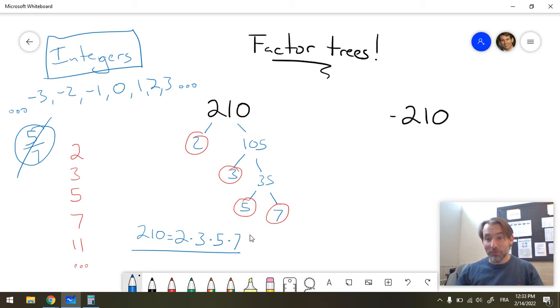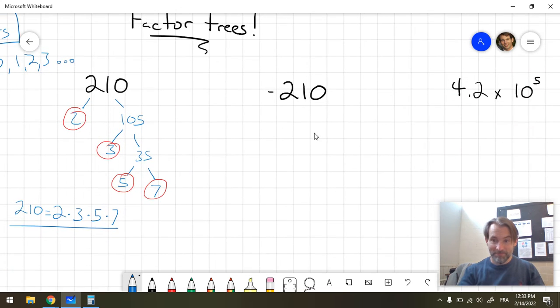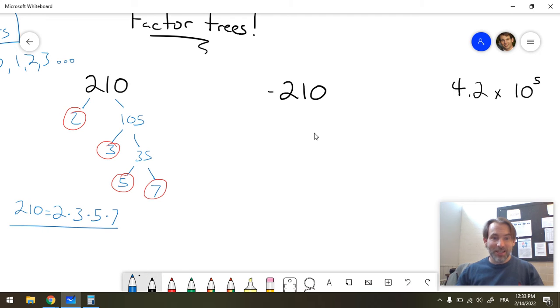Now, I could have done this a different way, and I'll do this quickly. I'll show you this example. Negative 210. First thing, I got a negative in there, so what do I do with that, Mr. Jennings? Well, how about we divide by -1? Let's take out -1 as a factor. Okay, cool. And then we'd be left with 210. 210 times -1 would be -210, so this is still working.